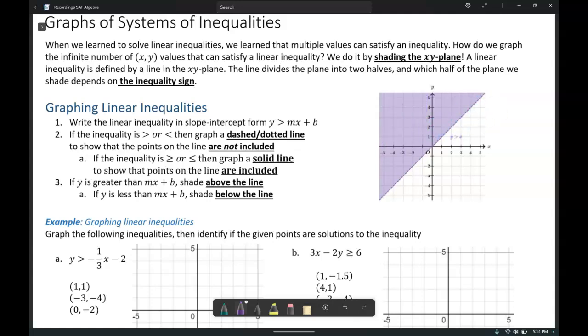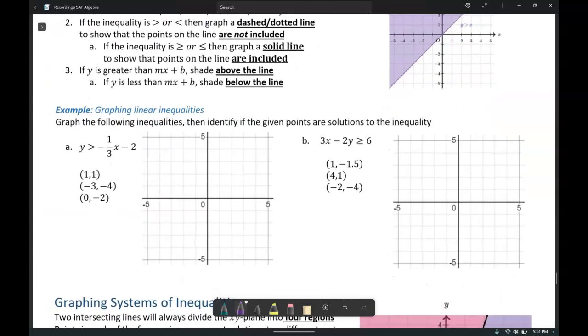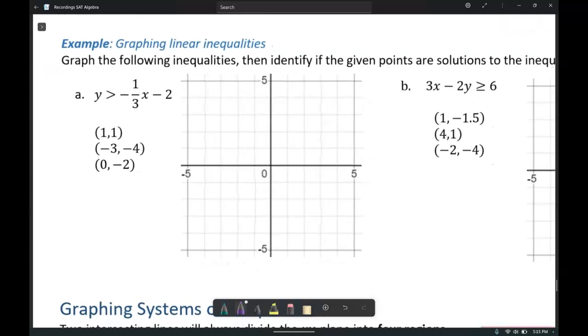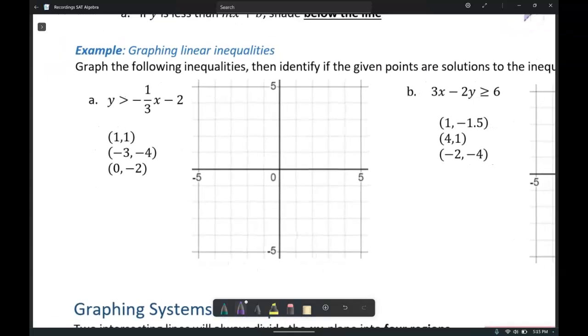So let's go ahead and look at a couple more examples. I'm going to graph the following inequalities and then identify if the given points are a solution to those inequalities or not. We have our first equation in slope-intercept form, so we can graph it just like we would: y equals negative 1/3 x minus 2. We start with our y-intercept at negative 2, and then we have a slope of negative 1/3, so we go down 1 and right 3 to get our next point.